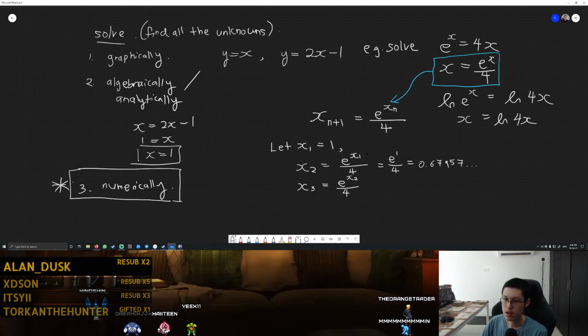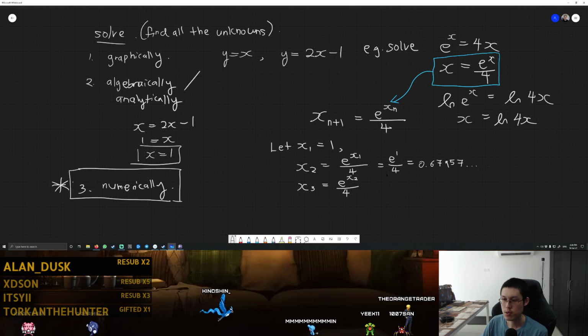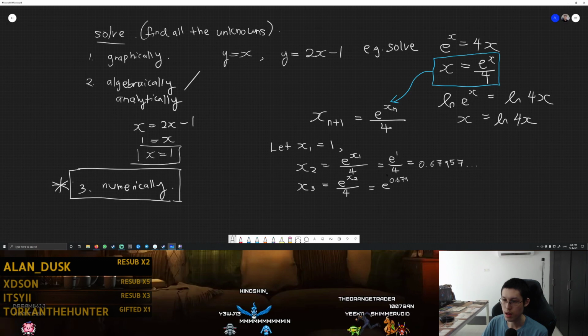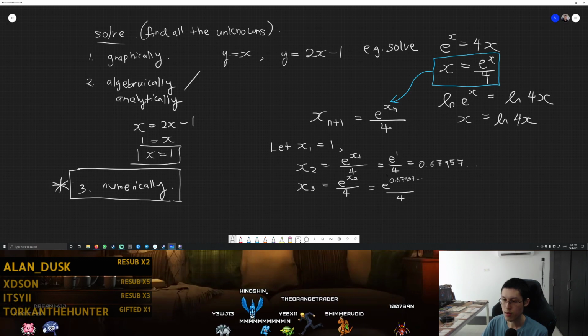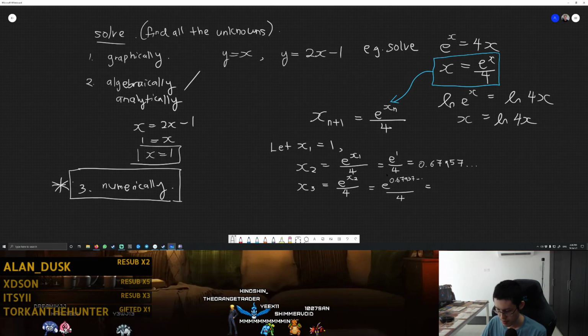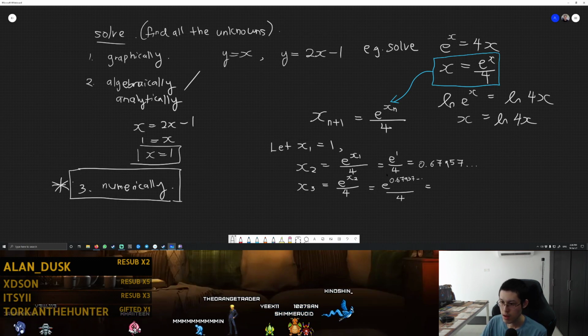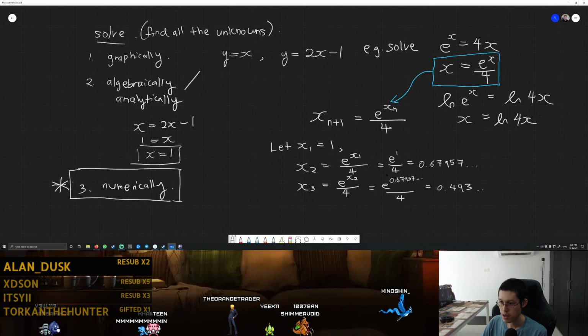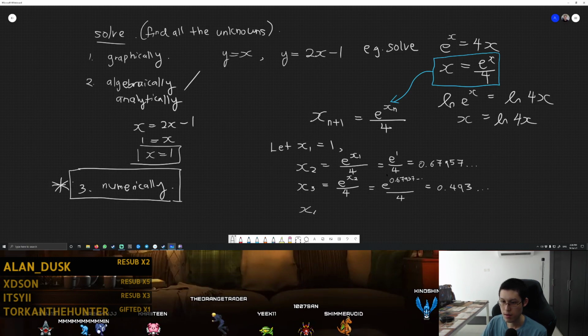You can see that this number here is always going to be 1 smaller than this, because you can see here, this is n plus 1, this is n, right? So this is always 1 smaller. So what is x2? Well, x2 is what we found earlier. So it's e to the power 0.67957 dot dot dot over 4. And what's that going to give us? Well, let's see. 0.493, and then you keep going.